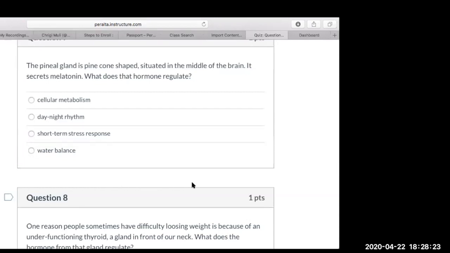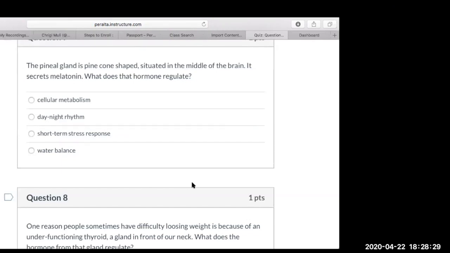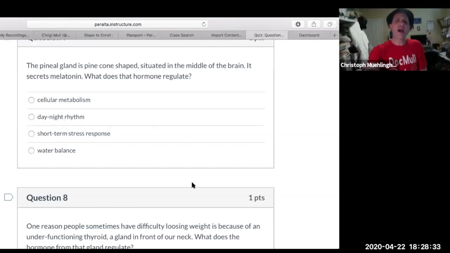Anybody? Day and night rhythm. Ebony. Wait, you're second. You can't. Oh, day too and late. Night rhythm. Good. Too late. Oh, sorry. That's all right. Day-night rhythm. Yeah, that's it. That's it.